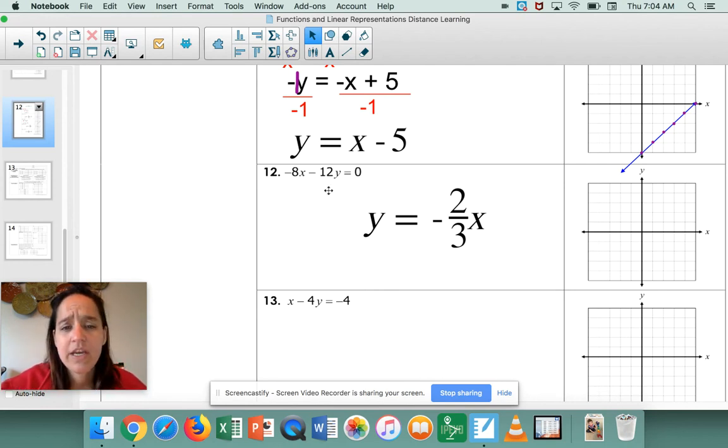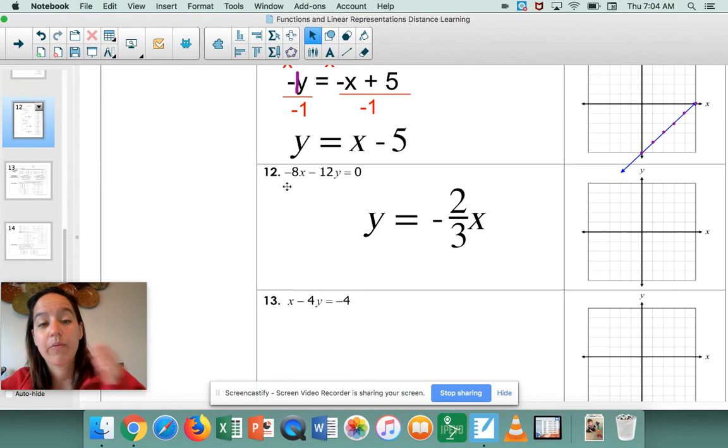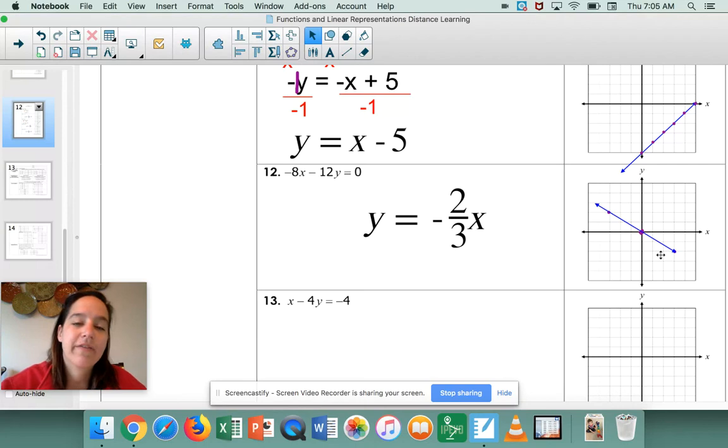The way that happened is our first thing is that we added 8 to both sides. When we add 8 to both sides, I ended up with -12y equals 8x. That's okay. I just didn't have a plus anything. And then when I went to graph it, I graphed my line. It should look like that.